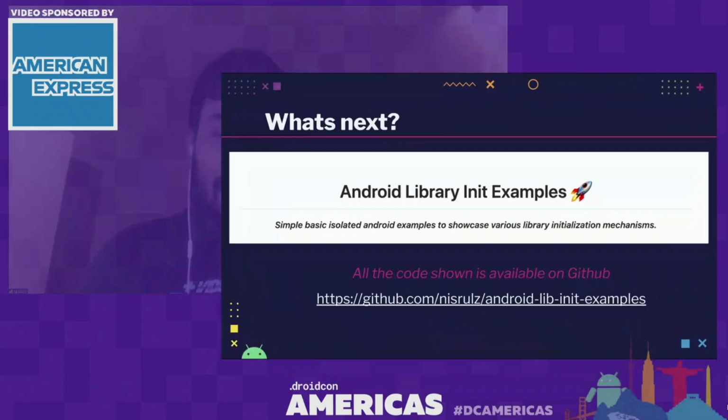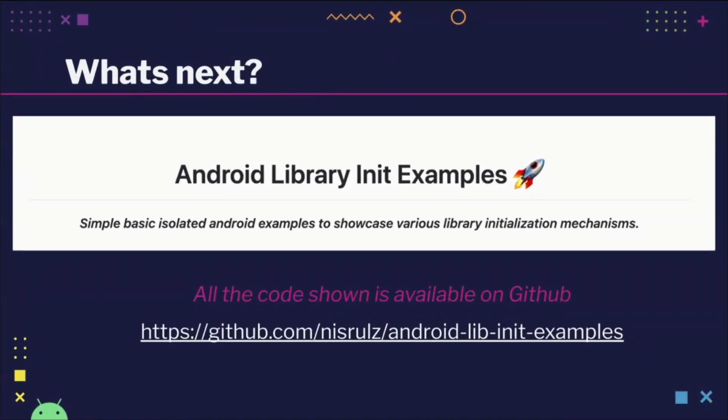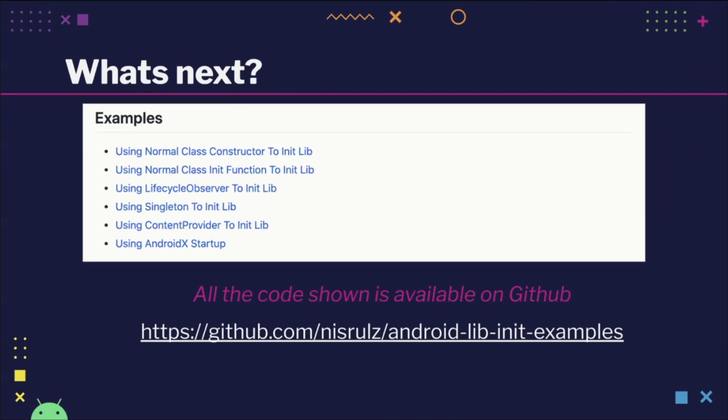All the code that I actually showed you is up on GitHub. You can go to this link. I will also share my slides. And you can just visit this GitHub repository where you will get the list of all the examples I was talking about: using a normal class constructor to init a library, normal class init function to init a library, lifecycle observer, singleton, content provider, AndroidX startup itself.